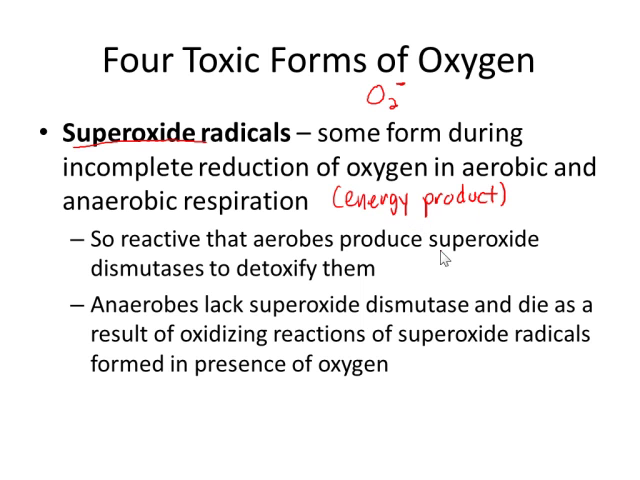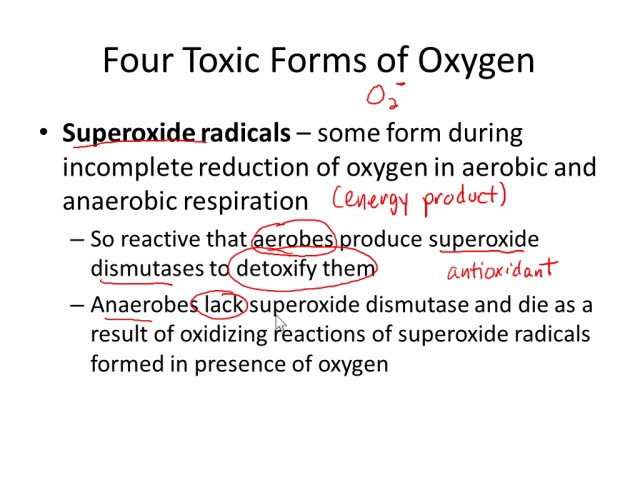So for aerobes, they have enzymes called superoxide dismutases whose job is to detoxify them. Superoxide dismutase is an antioxidant. That's why aerobes can survive in the presence of oxygen. However, anaerobes lack that enzyme. Therefore, these superoxide radicals, these superoxide species build up, and what they do is they damage the cell, and if that damage is so extensive, that cell ultimately dies. That's why an anaerobe dies in the presence of oxygen.